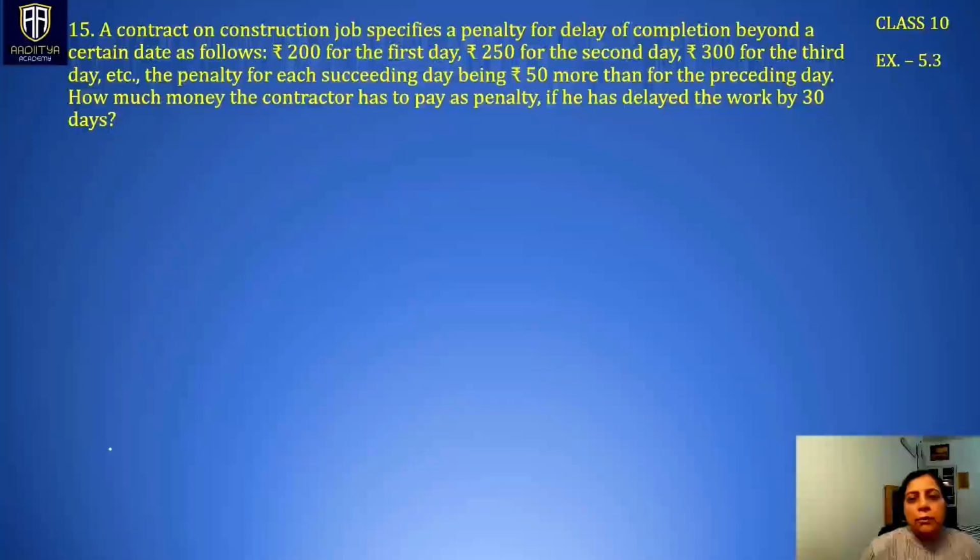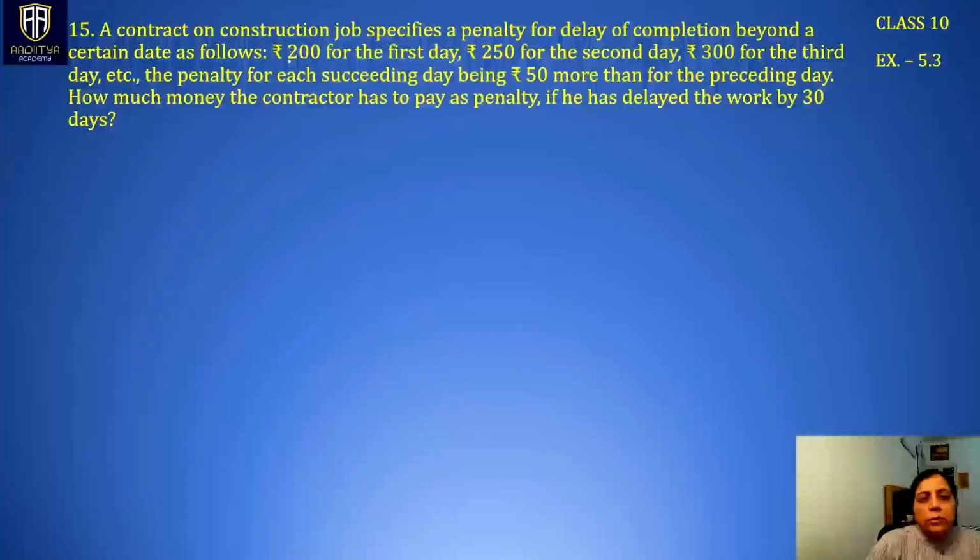Right? Now this is a practical type of question. Now a contractor has to finish a particular contract in n number of days. Now at the beginning of the contract, it was fixed that if he delays the job by 1 day only, he will be charged rupees 200 for the first day. And for the subsequent days, this charge will be increased by rupees 50 per day.